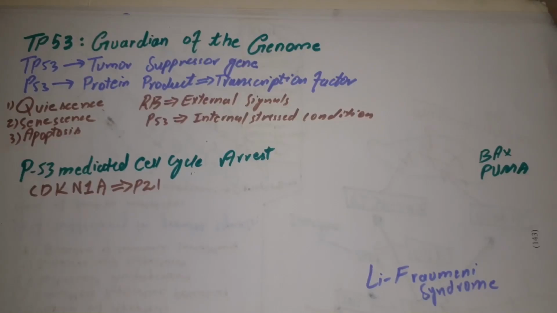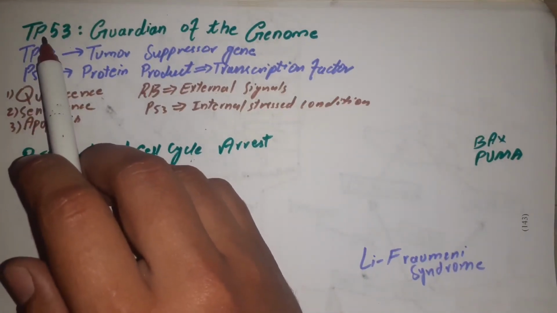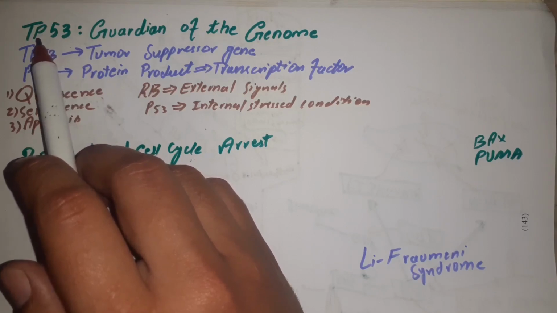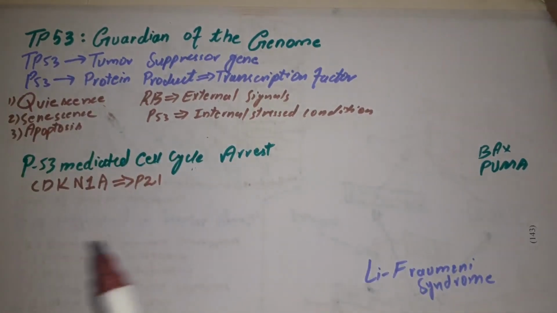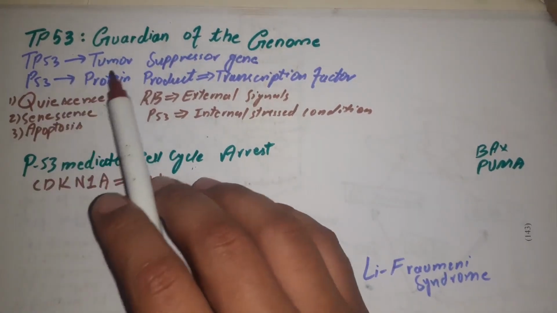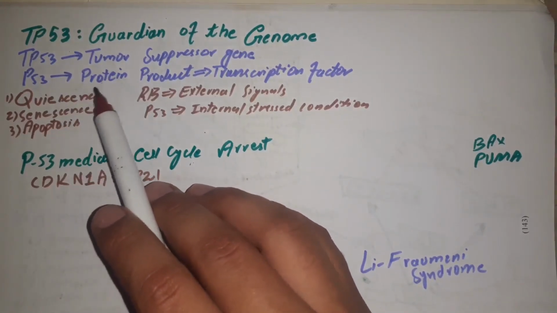In this video we are going to discuss TP53, also known as the guardian of the genome. So TP53 is also a tumor suppressor gene. It means that it suppresses cells which are faulty in any way from growing and dividing. In this way it suppresses tumor formation. So TP53 is a tumor suppressor gene, and P53 is the protein product of TP53.